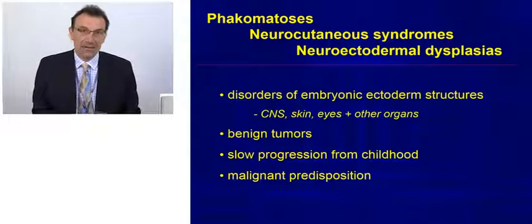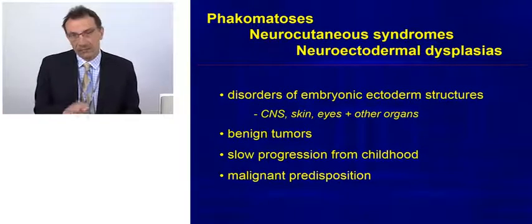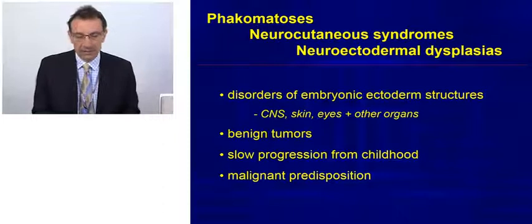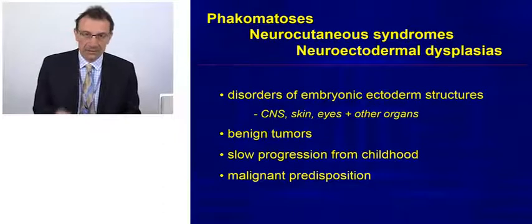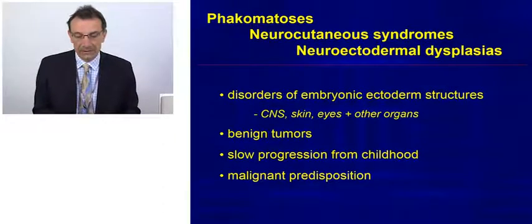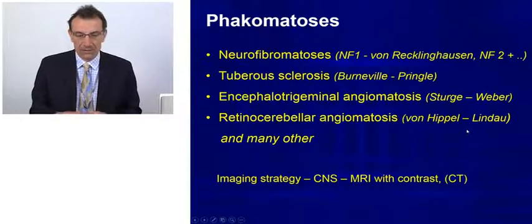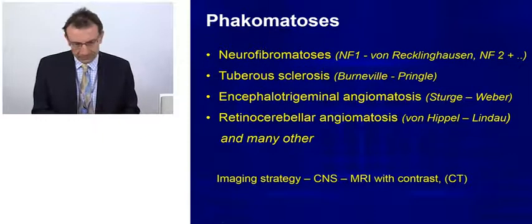And typical imaging findings are benign tumors, many types of benign tumors, most often multiple of them, and then slow progression from childhood to adulthood, and some of those tumors have a malignant predisposition, so it's a really important thing which we have to keep in mind.